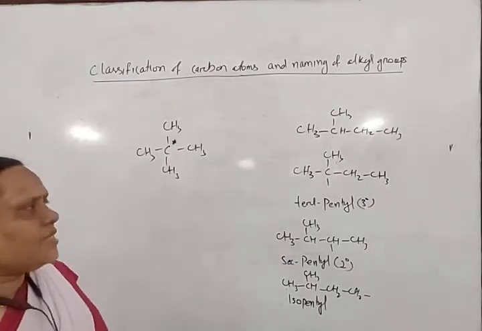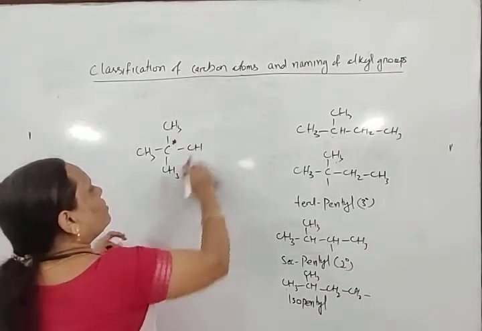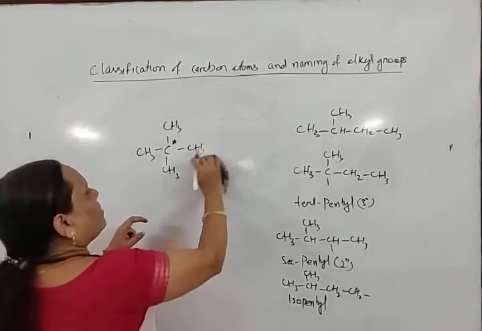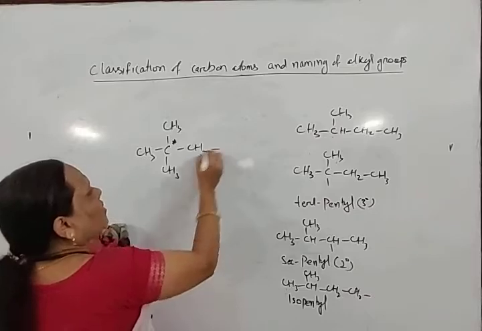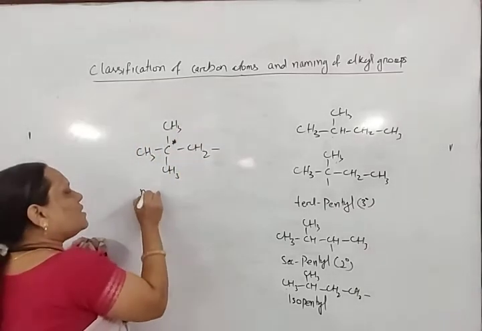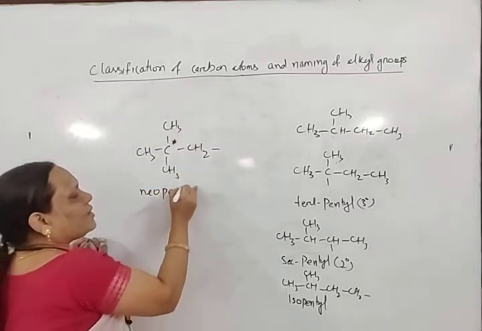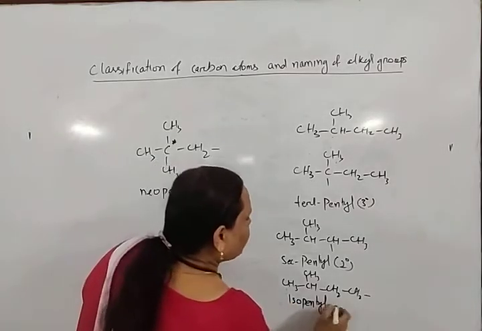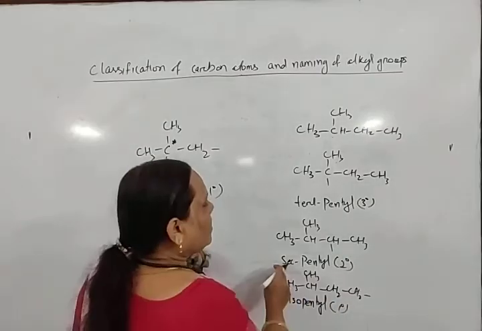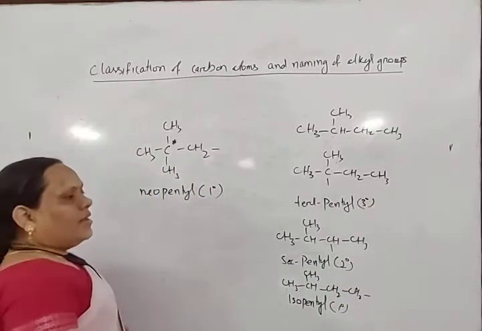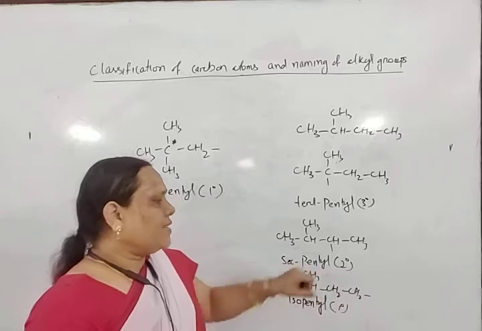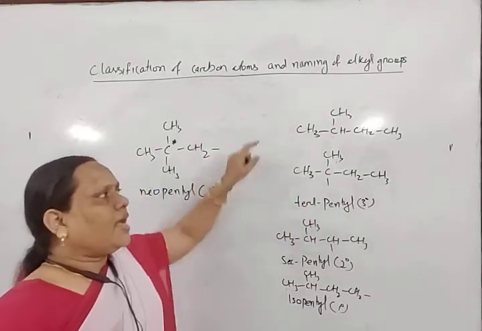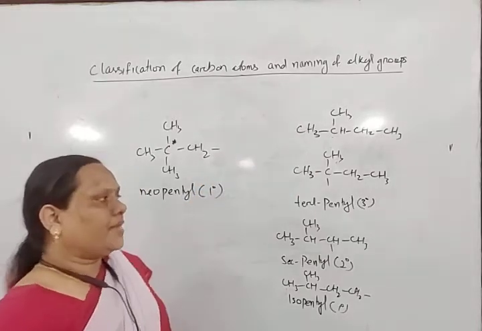And if a hydrogen is removed from here, sorry, CH3 is there, then this group is known as neopentyl, and neopentyl is primary. Your isopentyl is primary. Your secondary pentyl, sec-pentyl, is secondary, and tert-pentyl is tertiary. Okay, and this is the structure of pentane.